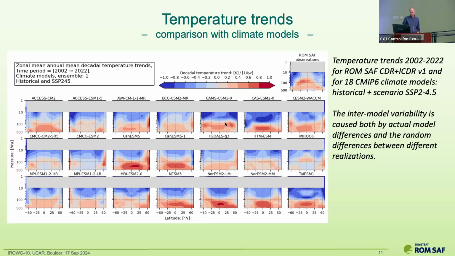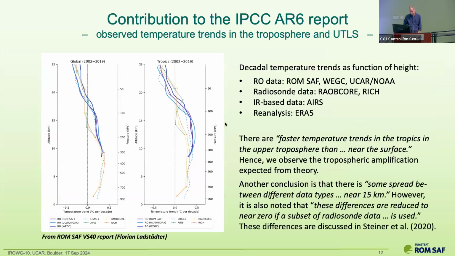Where is it? How many models are there? Oh, it's 21 models. Okay. And to me it was a surprise to see how much the trends differed between the models. So this variation in trends here is both differences between models, but also random differences between different realizations.